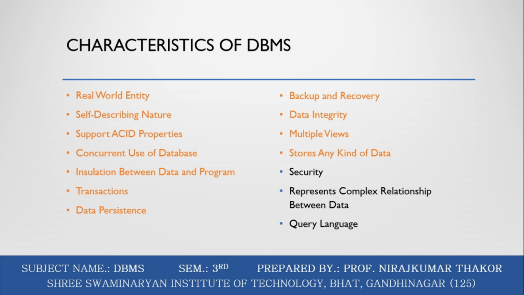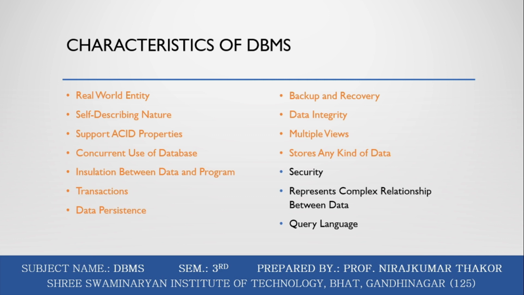The next one is stores any kind of data. A database management system should be able to store any kind of data. It should not be restricted to employee name, salary, address, email ID, etc. Any kind of data that exists in the real world can be stored in the DBMS, because we need to work with all kinds of data that is present around us.